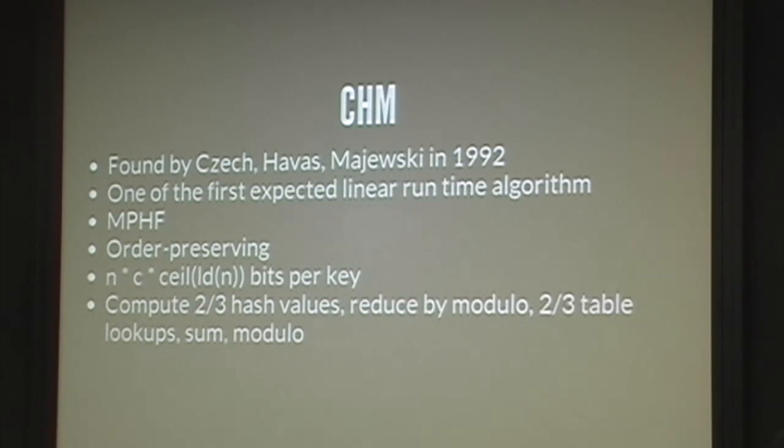The computational cost is basically, if you have a key, you compute the random hash functions, 2 or 3 of them, reduce the values to the key range, do some table lookups, sum that up, and compute another modulo.